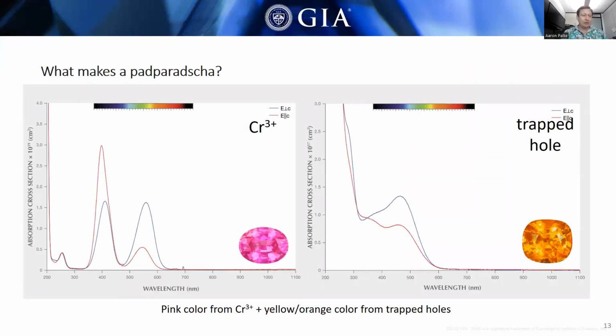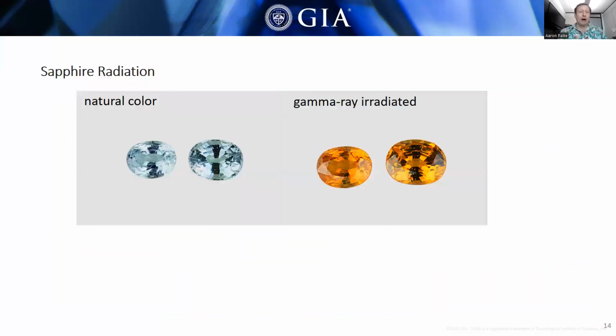And again, what's happening here is that the Padparadscha sapphires are a combination of two different chromophores. We have the chromium giving a little bit of a pinkish color to the stone, and we have a trapped hole color giving a little bit of a yellow or orange component to the color of the stone. And so when we combine these in just the right ratios, we get beautiful Padparadscha sapphires. Now, the problem with Padparadscha sapphires is that this trapped hole coloration can sometimes be unstable.